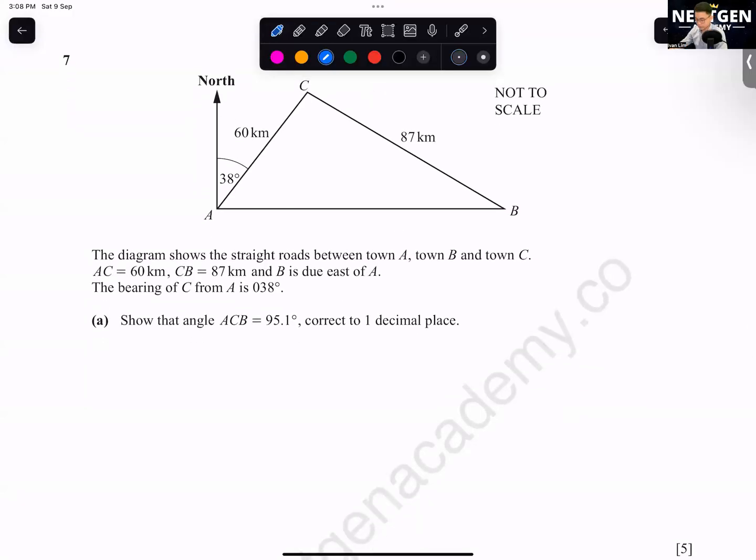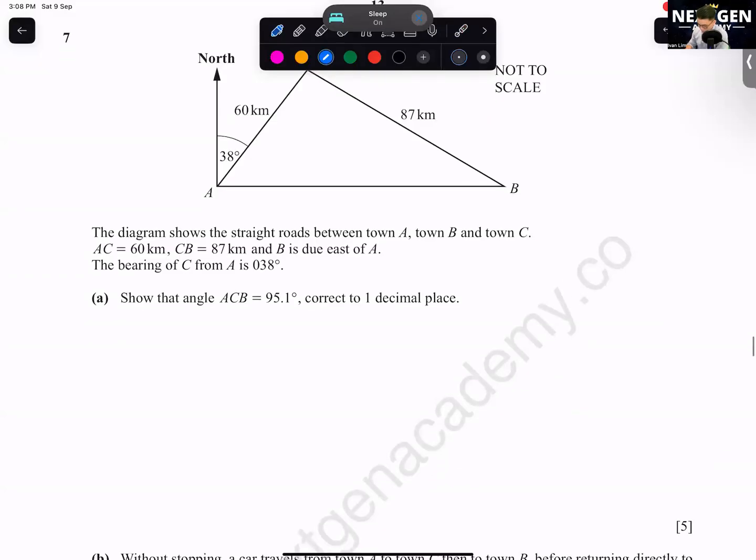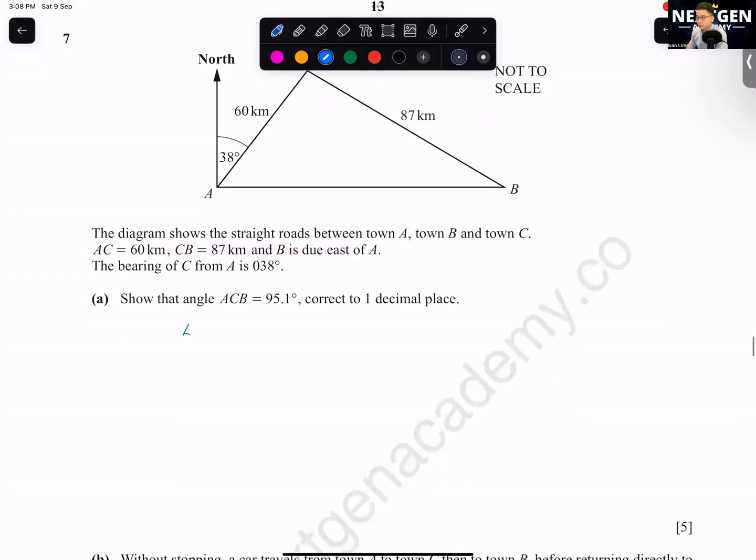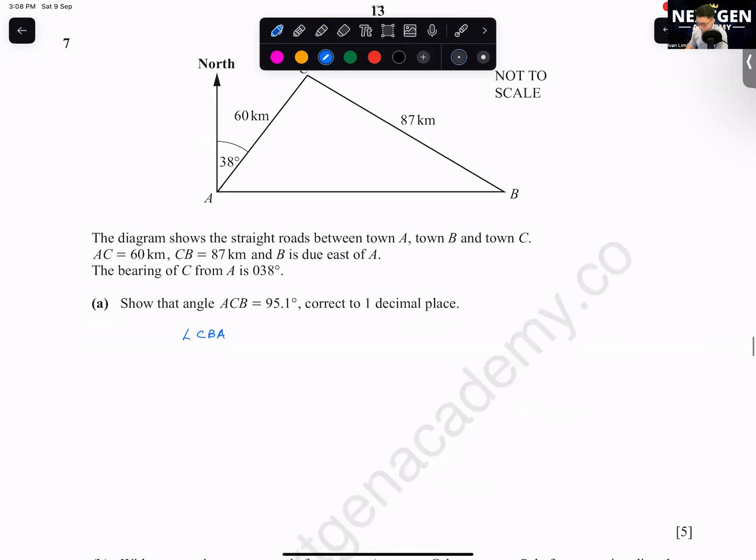Okay, question 7. The diagram shows the straight line roads between A, B, and town C. AC is 60 km. BC is 87 km. The bearing of C from A is 38 degrees. So we want to show that the angle ACB is equal to 95.1 degrees. So here, we find what is angle CBA first. Angle CBA. Okay, sine rule.